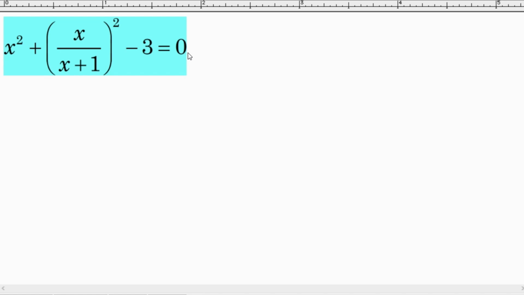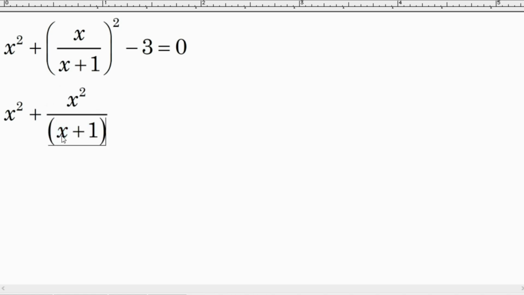Now I'm going to solve a full solution for you. Please stay tuned to find out how we can solve these questions together. Here we have x squared plus (x over (x plus 1)) all squared, which can be written as x squared over (x plus 1) squared, and then minus 3.